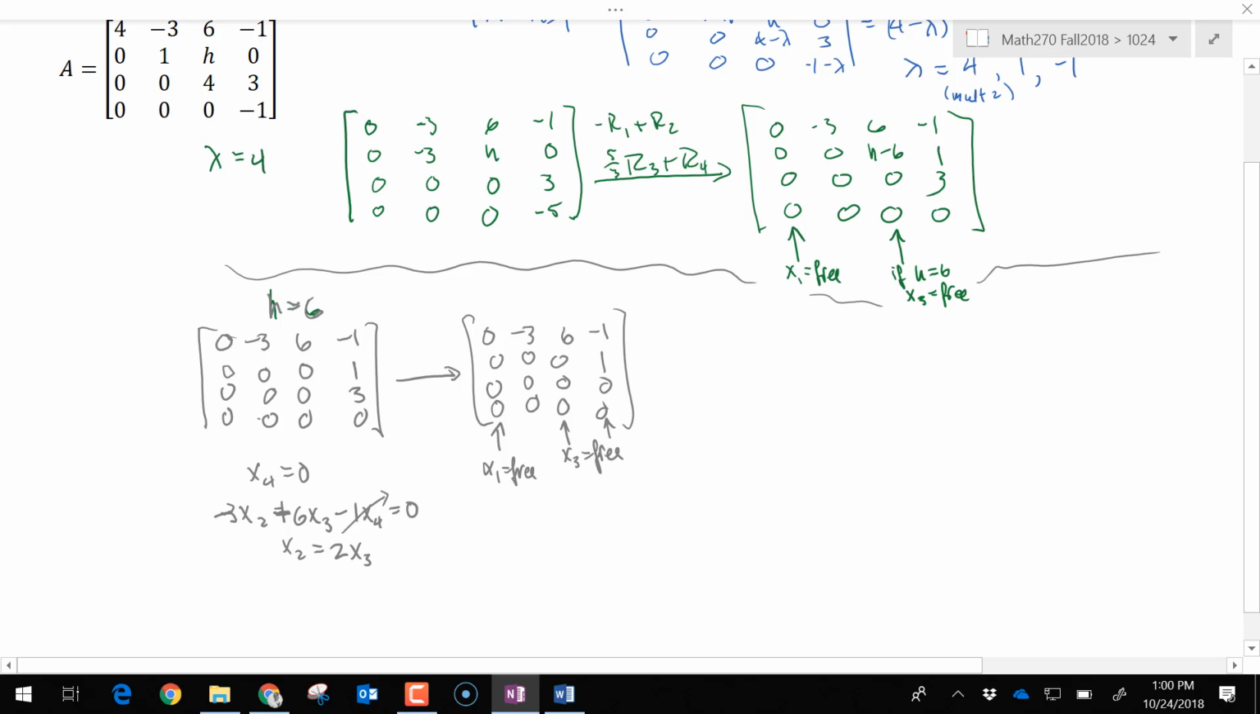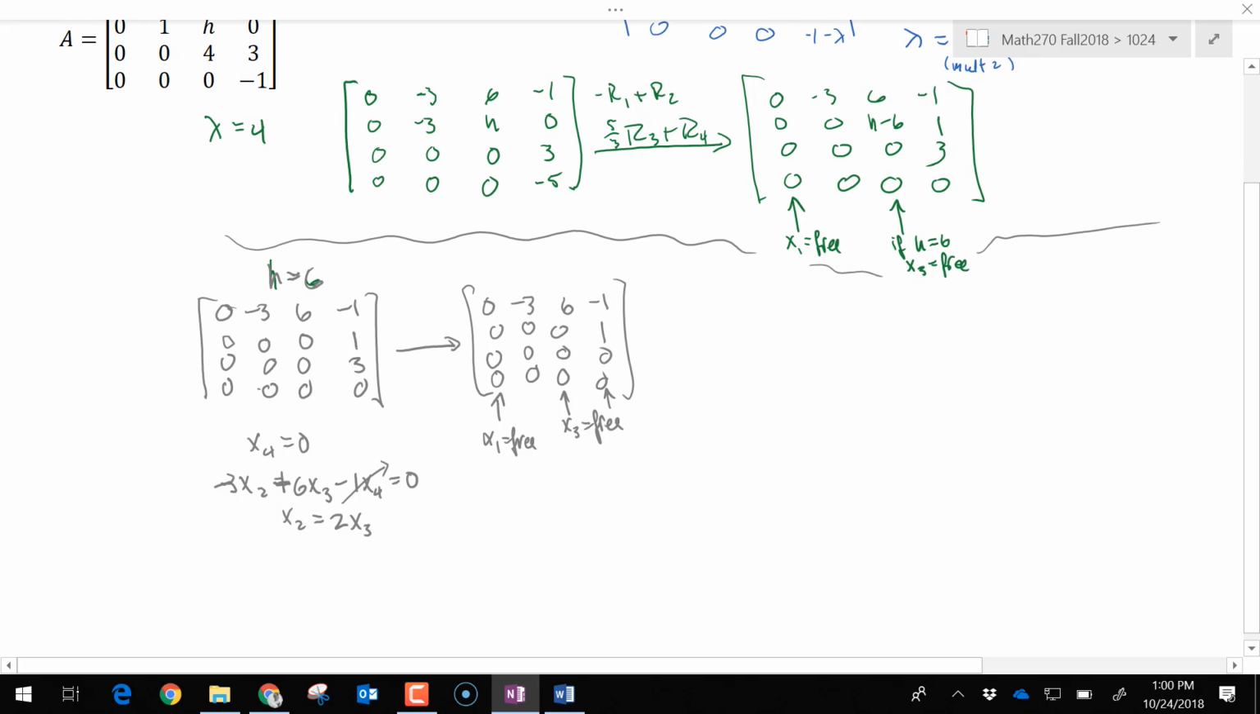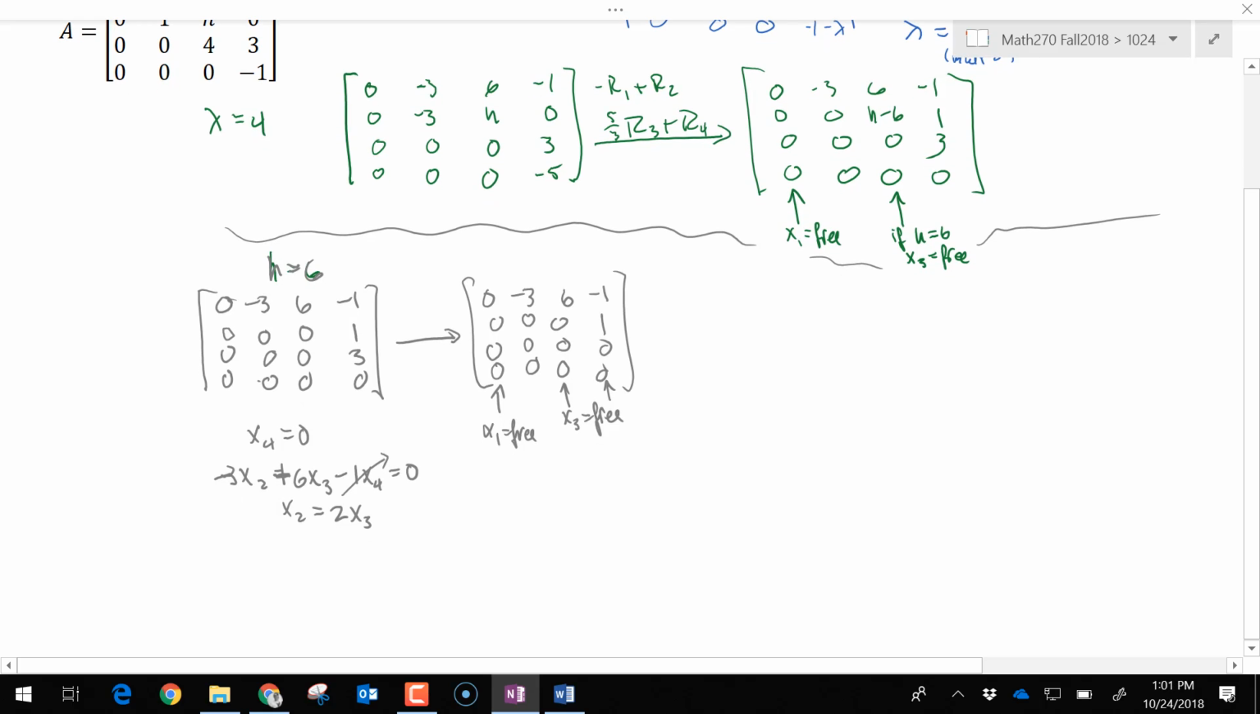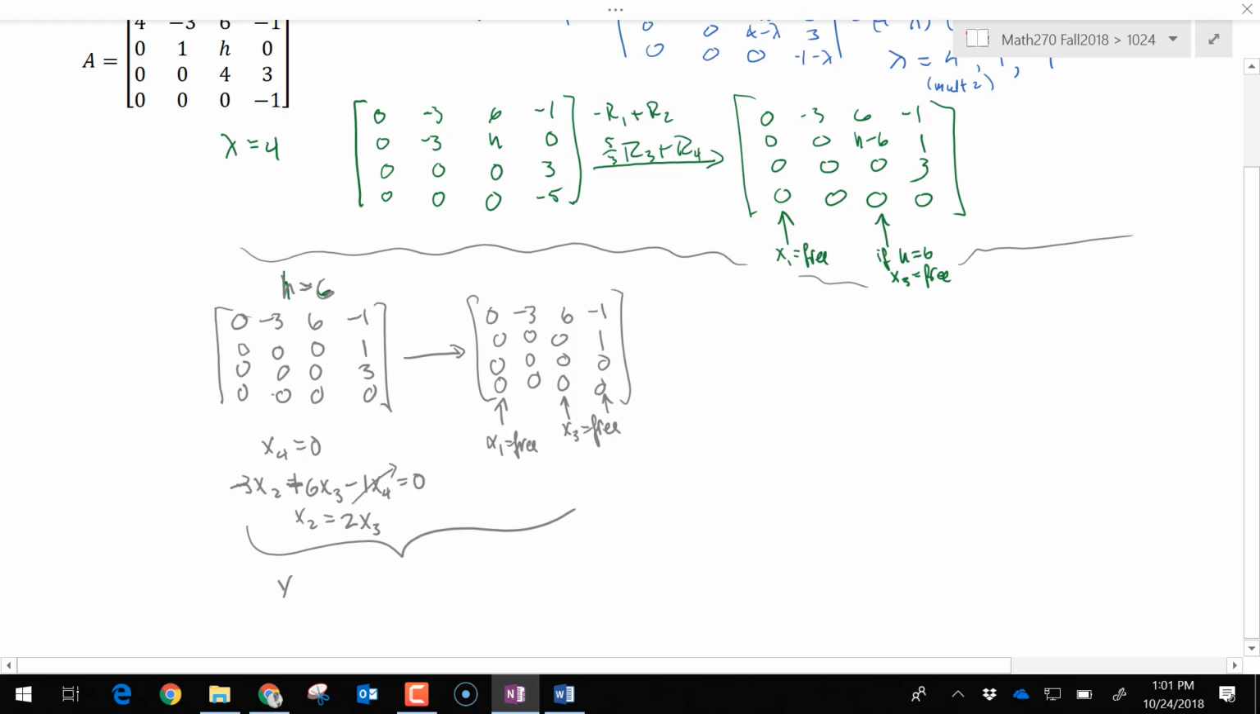And x1 is also free. So if this was the case, then we can conclude that your solutions, x, will equal x1 is free, x2 is 2x3, x3 is free, x4 is 0. So your solution would look like that, but you can break it up into a couple of vectors.